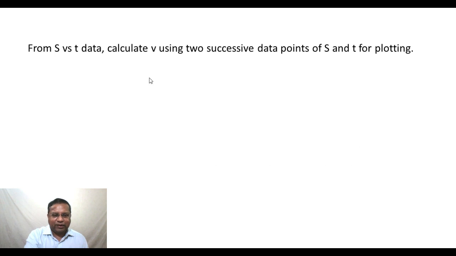From S versus T data, calculate V using two successive data points of S and T for plotting. Because we have substrate concentration versus time, the rate is delta S by delta T over that short interval. That's what we are approximating, and we assign that delta S by delta T to the midpoint of the time. When we have the data, we need to use the complete set of data to get the required parameters. This is experimental data.